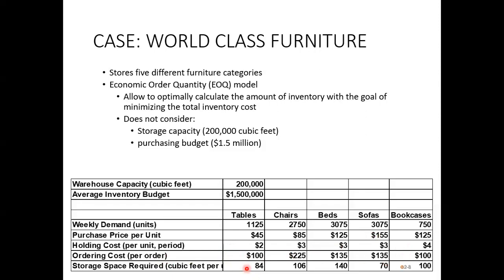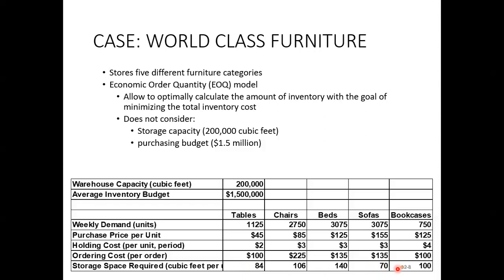Storage in cubic feet per unit: each table takes 84 cubic feet, each chair takes 106 cubic feet, bed takes 140 cubic feet, sofa takes 70 cubic feet, bookcase takes 100.